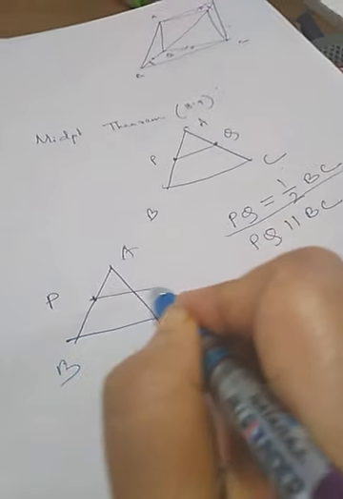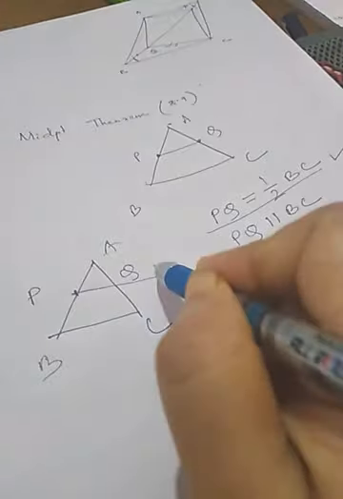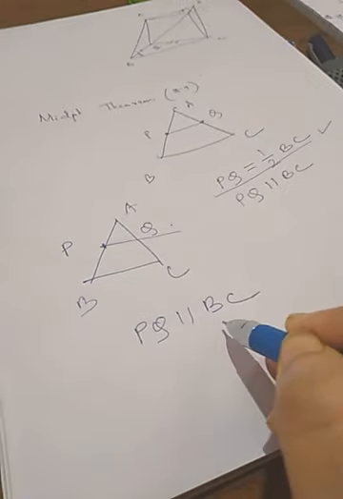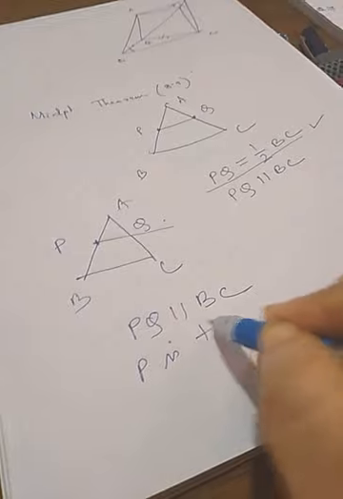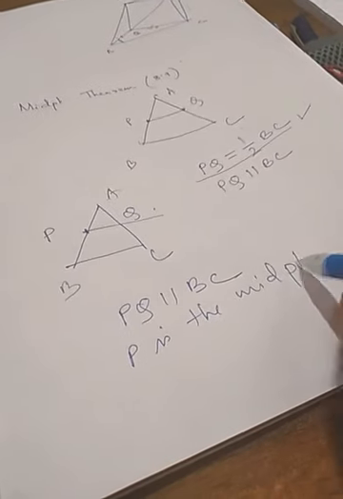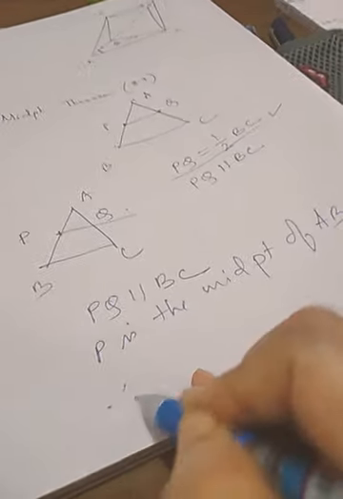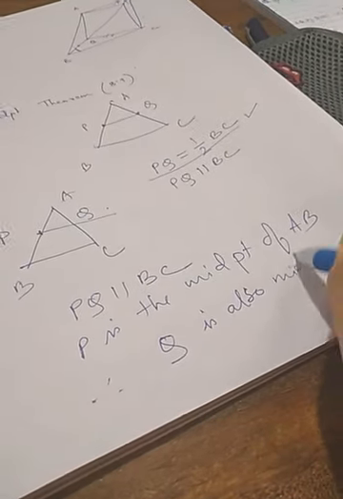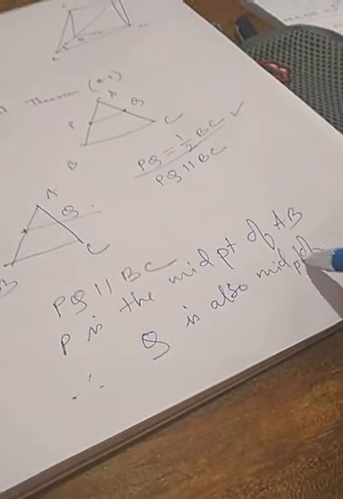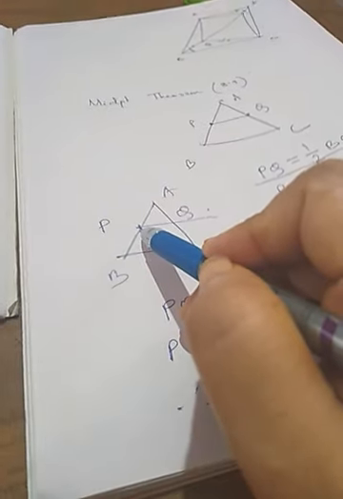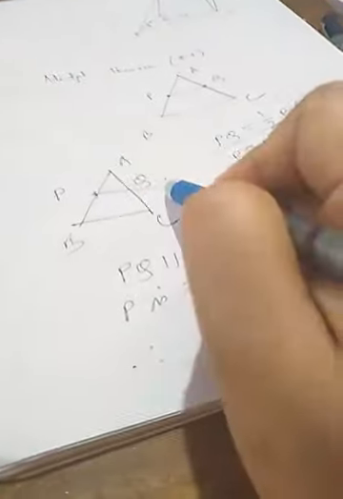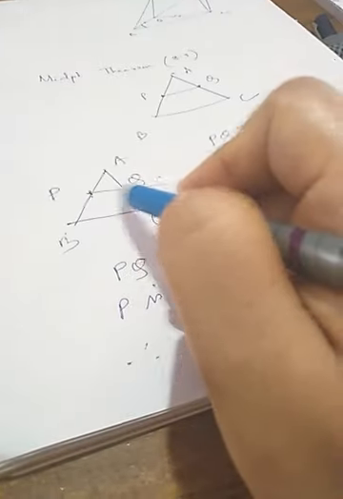If you draw a line which is parallel to BC and intersects at the point Q, then if the line PQ is parallel to BC and P is the midpoint of AB, therefore Q is also the midpoint of AC. Again, if P is the midpoint of AB and PQ is parallel to BC, then Q, the point where it intersects AC, will bisect AC.